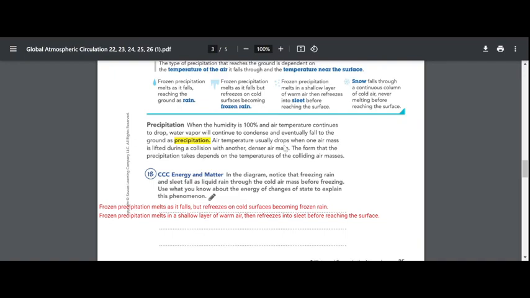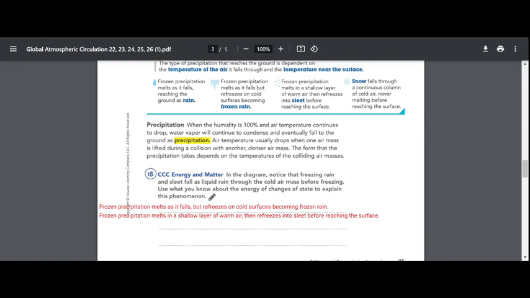Air temperature usually drops when one air mass is lifted during a collision with another, denser air mass. The form that the precipitation takes depends on the temperature of the colliding air masses. All right, so question 18 says, in the diagram, notice that freezing rain and sleet fall as liquid rain through the cold air mass before freezing. Use what you know about the energy of changes of state to explain this phenomenon.